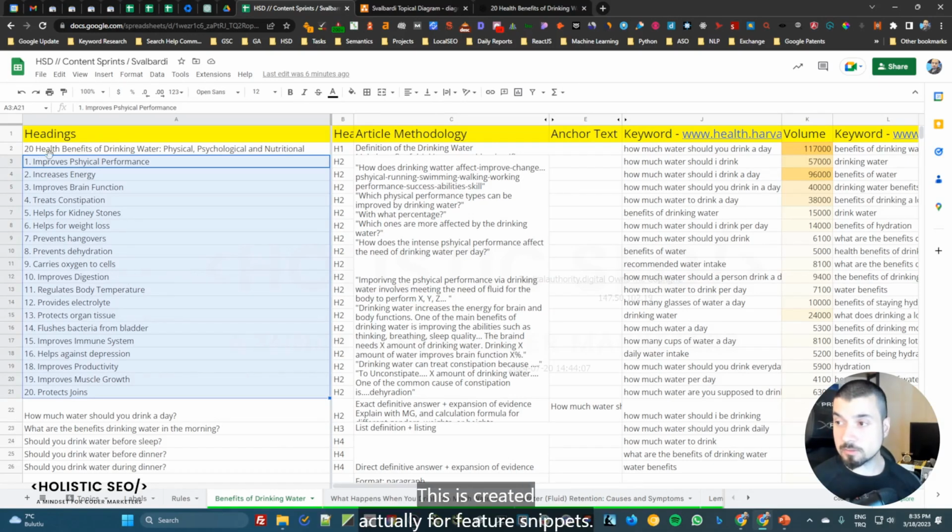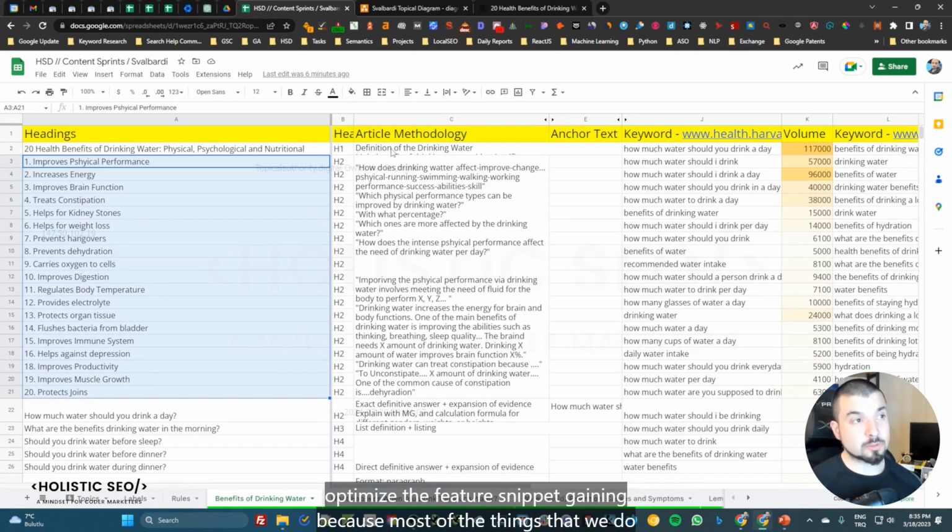This is created actually for featured snippets. When we come to this area, you will see how we try to optimize for gaining the featured snippet, because most of the things that we do are mainly for candidate passage answer creation, and mainly we focus on passage ranking and scoring, because whenever you are able to create a quality passage, it will increase the overall quality of the website.